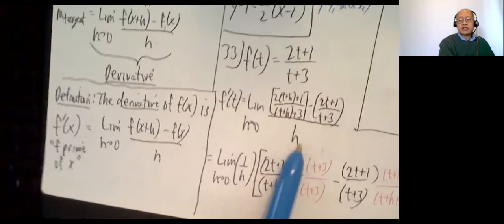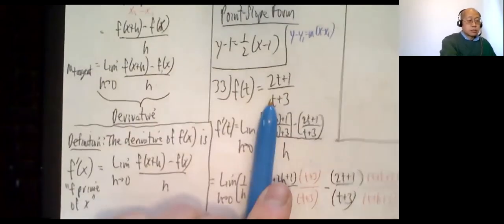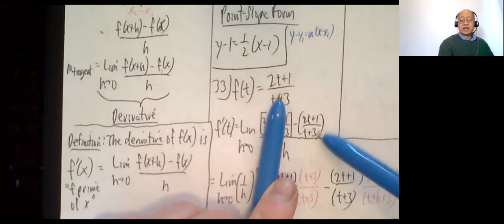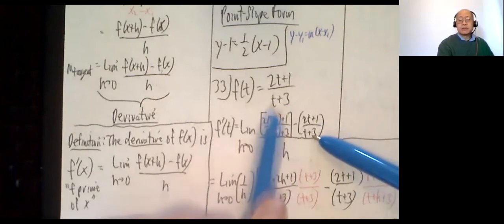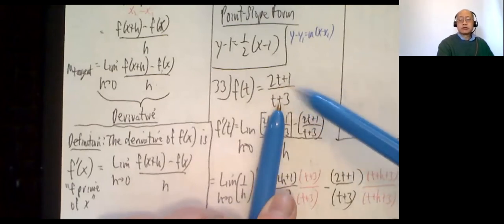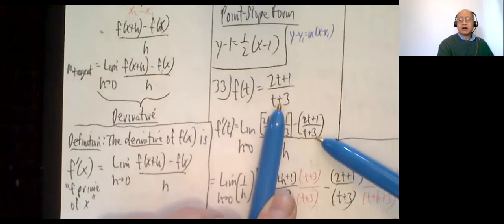So great big fraction divided by h. Okay, this side is f of t. This is f of t plus h. F of t is just the original. So just copy 2t plus 1 divided by t plus 3.